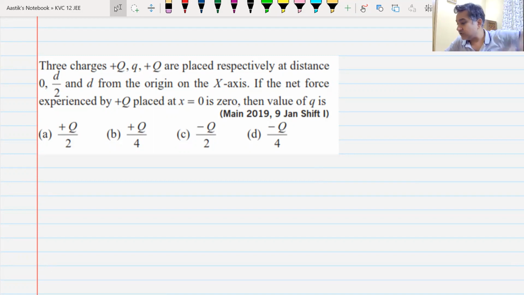Three charges plus q, small q, and plus q are placed respectively at a distance of 0, d by 2, and d from the origin on the x-axis. The net force experienced by plus q is 0. What is the value of q? See? Now, remember, I always keep on telling you, JEE Main is 100% a test of your speed. If you can do the question quickly enough, you would be able to score heavily.